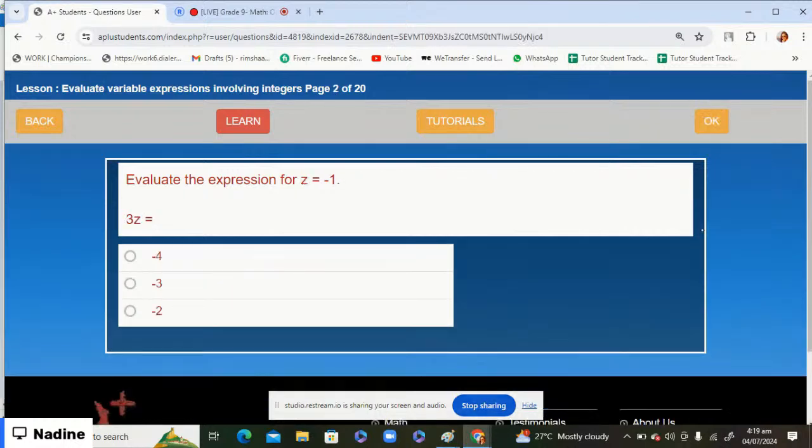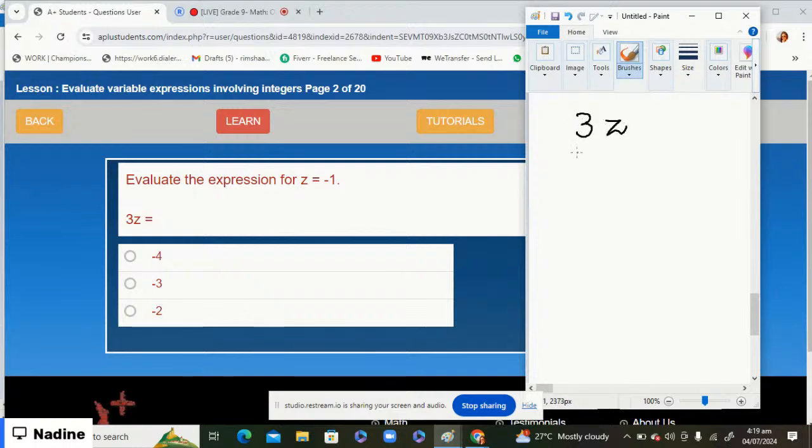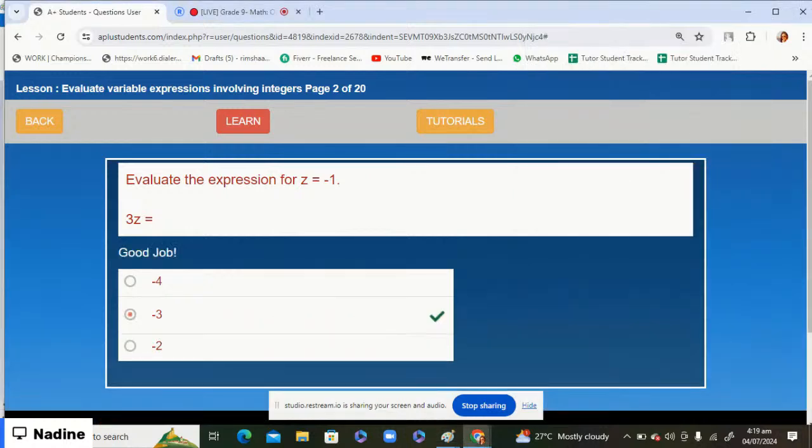Okay. Now let's solve this one. Z is equal to minus 1 and 3z. So 3 as it is, and in place of z I'm going to put minus 1. Just multiply 3 times 1 is 3, and with the negative sign as it is. When one positive integer and one negative integer are multiplied with each other, we put the negative sign with it. So it's minus 3. So let's put negative 3.